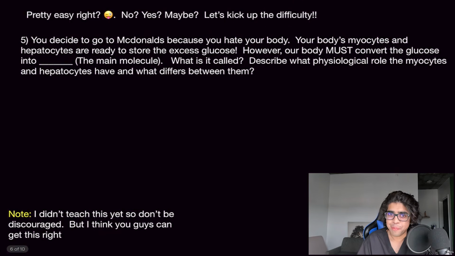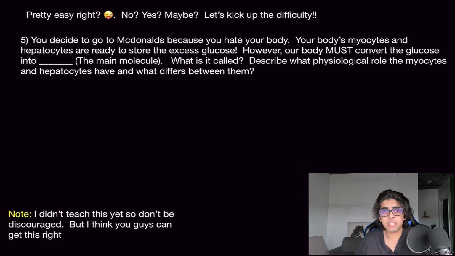It's pretty easy, right? No. Maybe. Well, let's kick it up in difficulty. You decide to go to McDonald's because you hate your body. Your body's myocytes and hepatocytes are ready to store excess glucose. However, our body must convert the glucose into blank. What is it called? Describe the physiological role the myocytes and hepatocytes have and what differs between them.